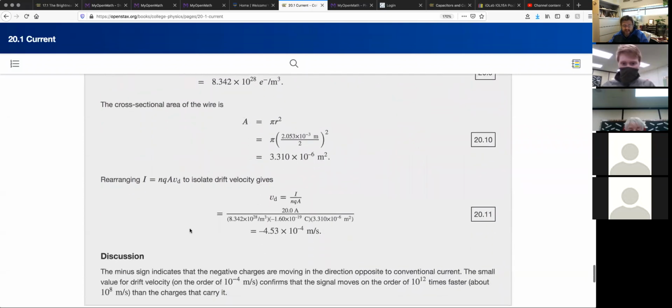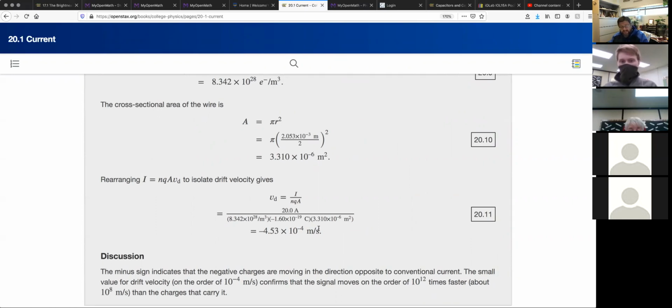They're calculating the area, drift. Then you can plug in all that stuff and get the drift velocity. Turns out it's negative 4.53 times 10 to the minus 4 meters per second. The negative is on there because the current is going one way and the charges are going the other way. So that just shows that it's the opposite direction of the current.